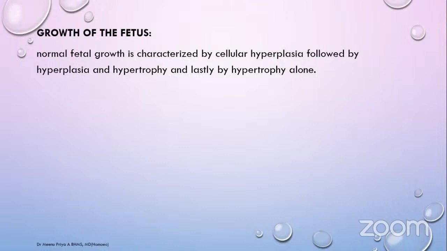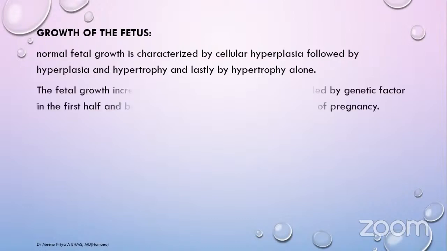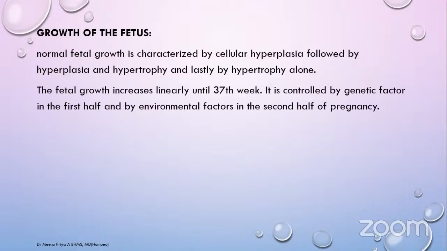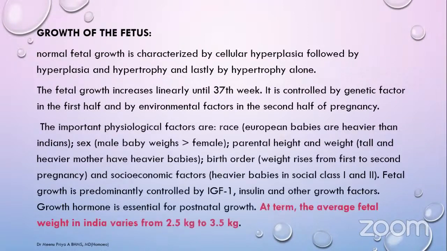Normal fetal growth is characterized by cellular hyperplasia, followed by hyperplasia and hypertrophy, and lastly only hypertrophy. Hyperplasia is completed, so fetal growth increases linearly until the 37th week. After that, it is controlled by genetic factors in the first half and by environmental factors in the second half.